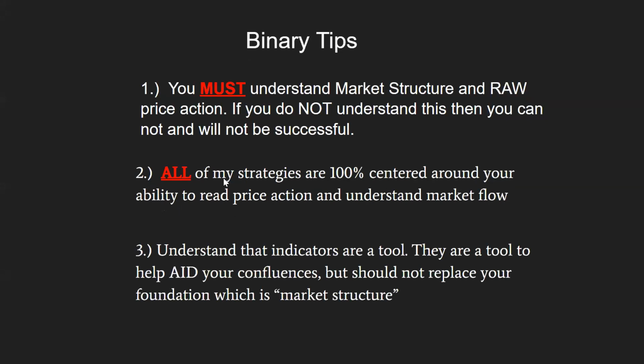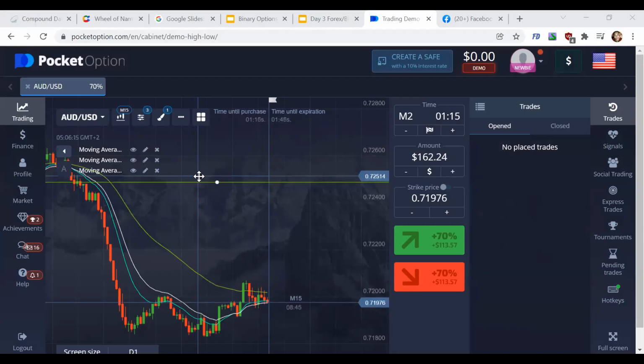Understand that indicators are a tool. They are a tool to help aid your confluences, okay? Which should not replace the foundation, which is market structure, which I just said. Okay, does that make sense, guys? Just understanding binary really quick, like what it looks like. Okay, because what I'll do is I'm going to show you guys kind of, okay, so you can understand it, so I can bring it full circle. And then we're going to do the quiz.